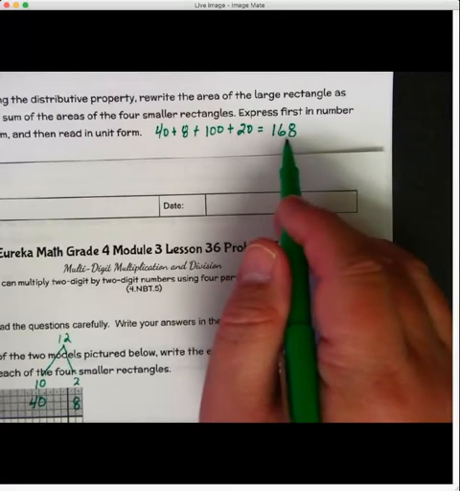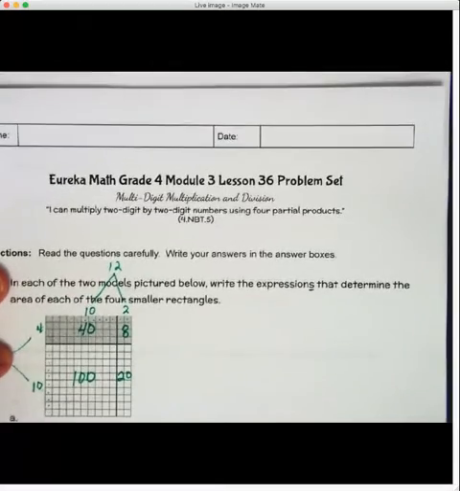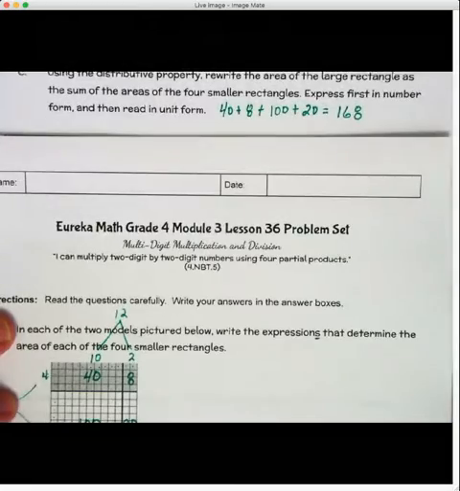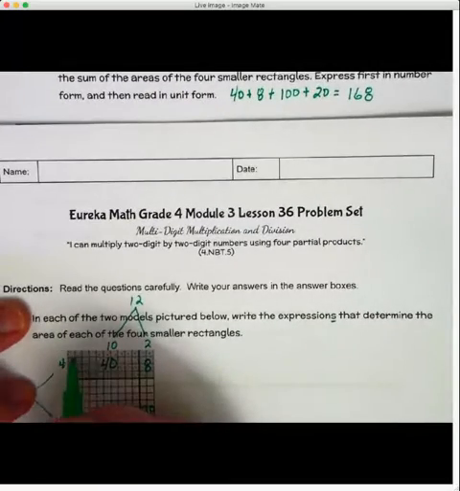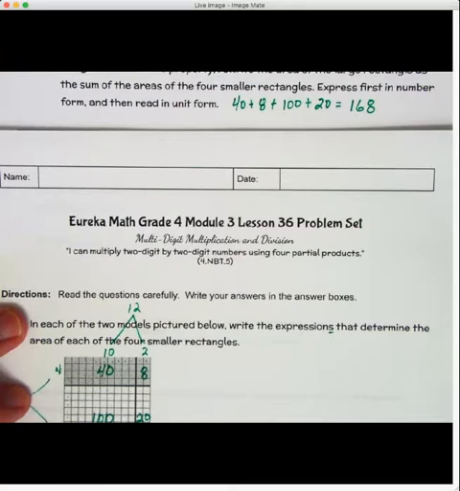Express in number form, that's number form, then read in unit form. Well, it's 168 square units. We read it in unit form, 168 square units, okay? Because it represents each little square that's in this big rectangle. So that's what the first 3 on your homework are going to be like.